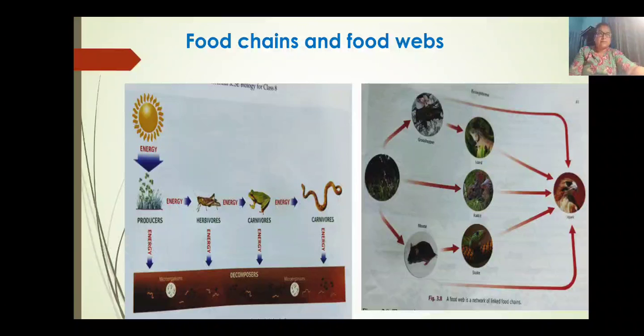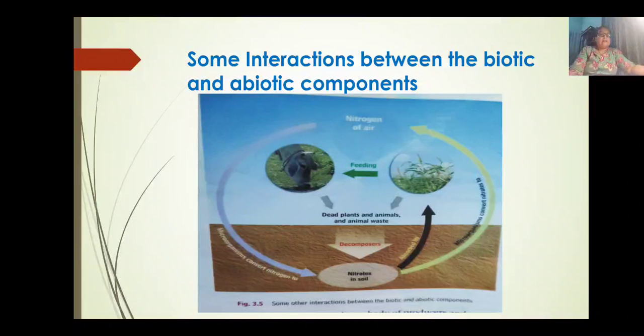Now here come the interactions between the biotic and abiotic components. Already you have been explained that there are a lot of interactions taking place between the biotic and the abiotic components. So here also you can see how the living organisms and the non-living organisms show interdependence and interactions, okay.